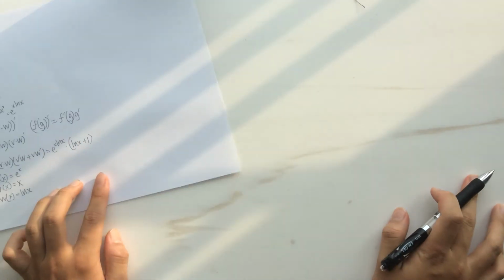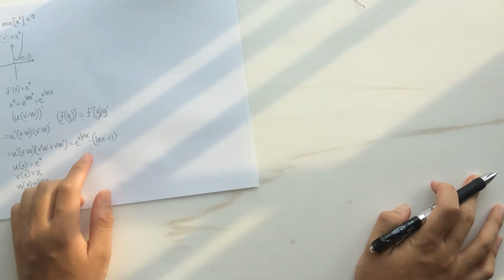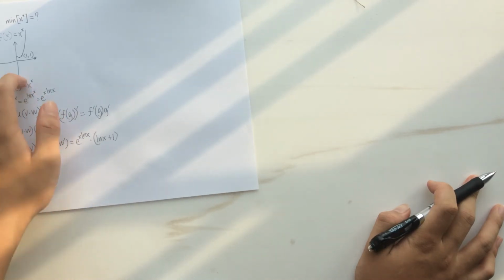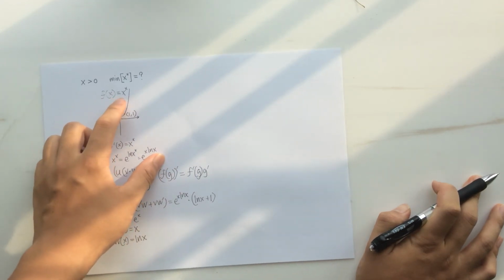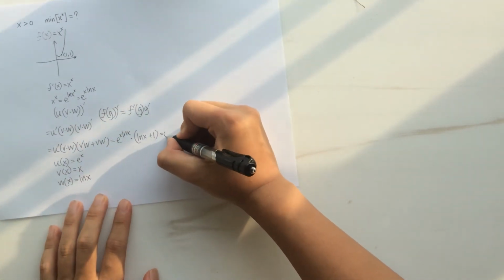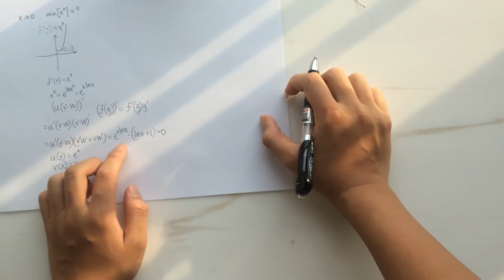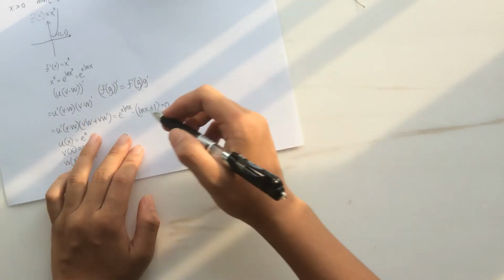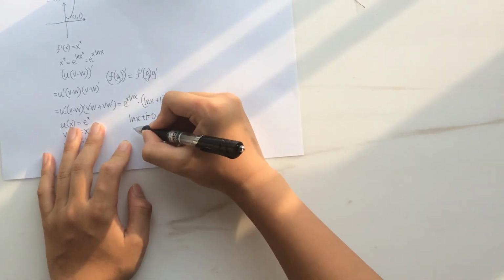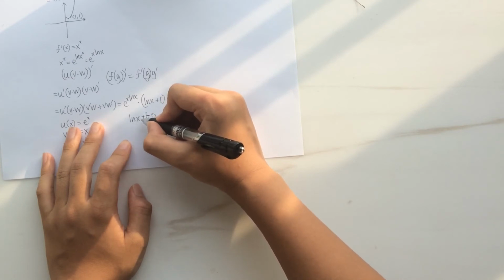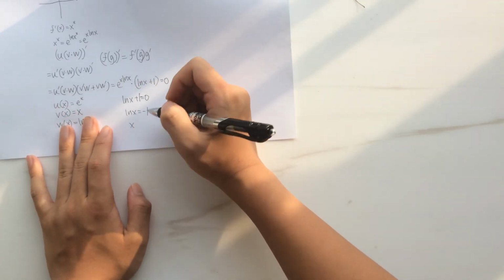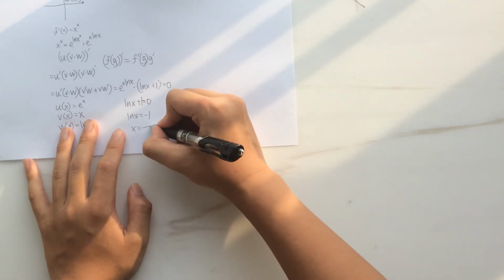So we get our final derivative. This is the derivative function of f(x), x to the x power, and we want to calculate when it equals 0. Obviously the exponential part cannot equal 0, so this one needs to be 0. So ln x plus 1 equals 0. The natural log of x equals -1. So x equals 1 over e.